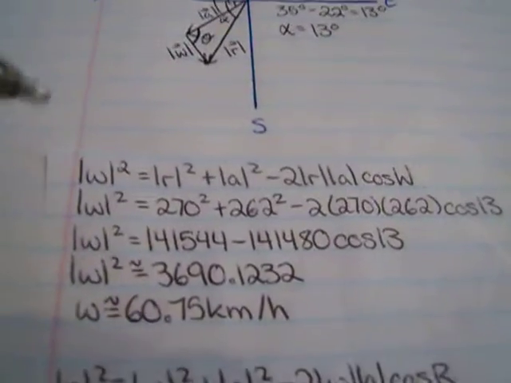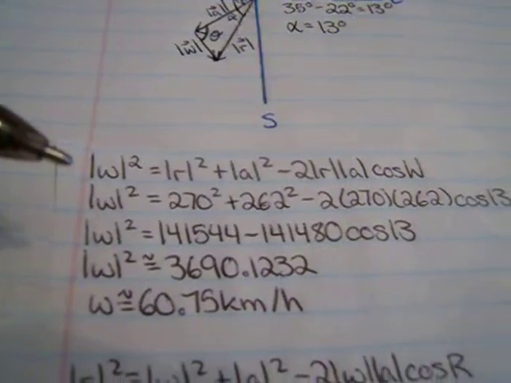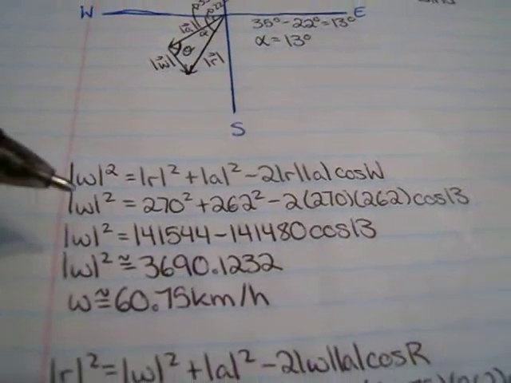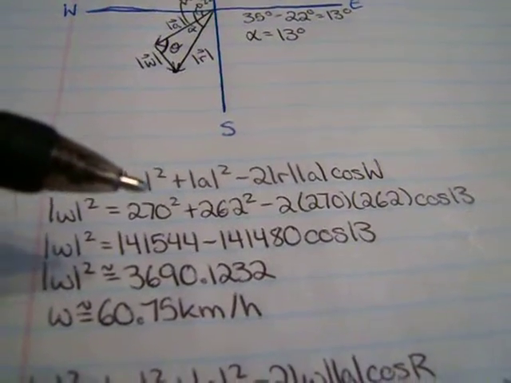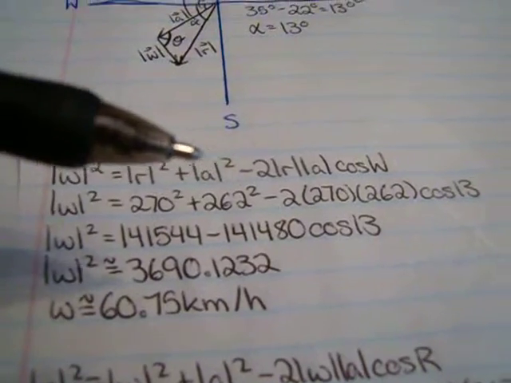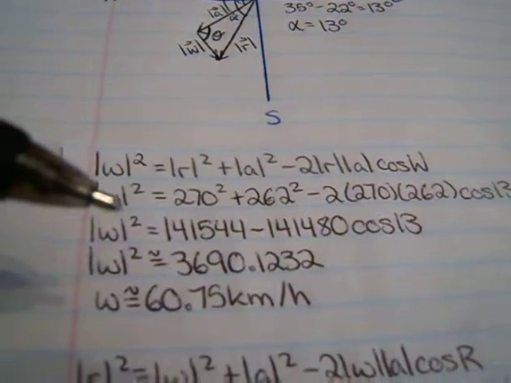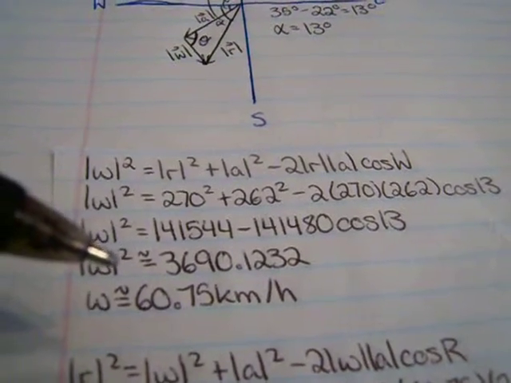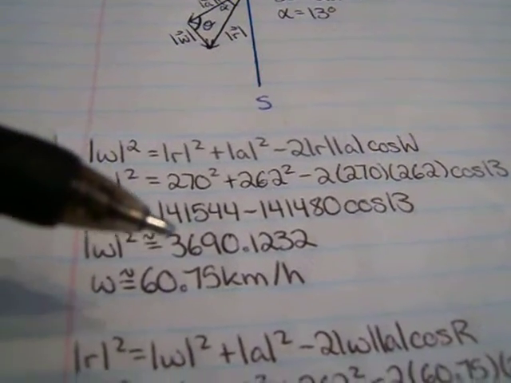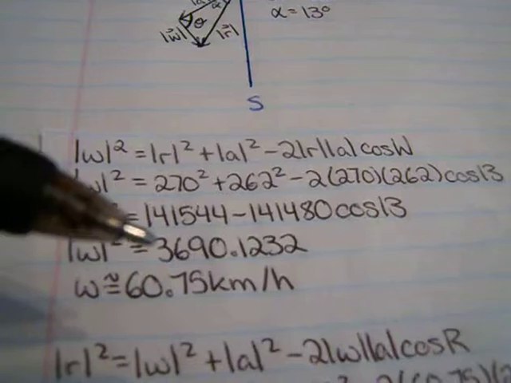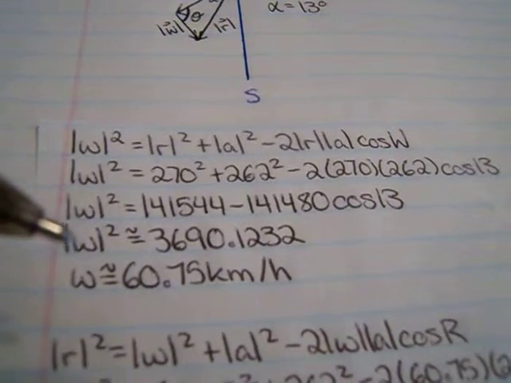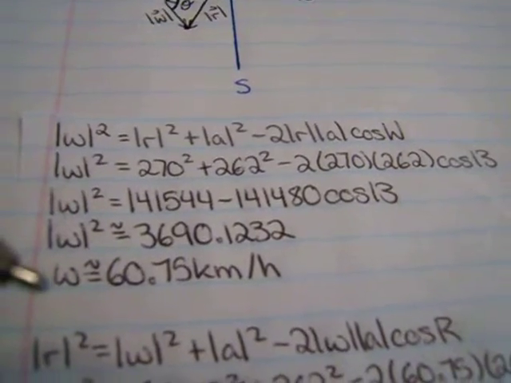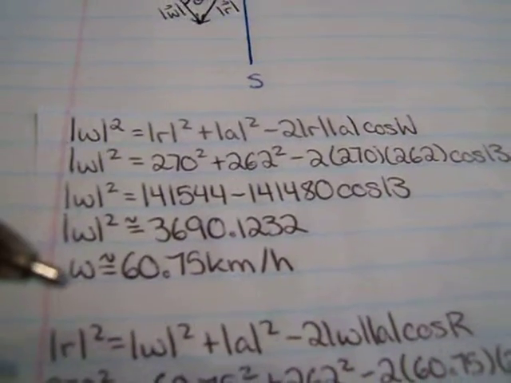So to figure out the speed of the wind, you pretty much just do a simple cosine formula. So W squared equals R squared plus A squared minus 2RA cos W. And you sub in all of your known values, and you get that W squared is approximately equal to 3,690.1232. So then you take the square root of that, and you get that the speed of the wind is approximately equal to 60.75 kilometers per hour.